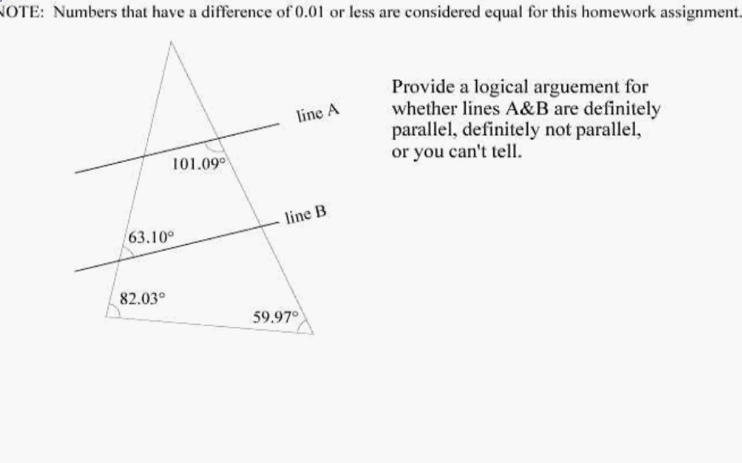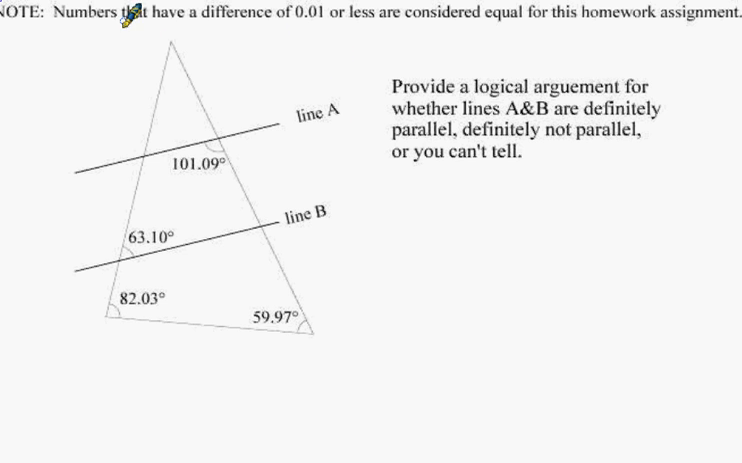The question at hand is whether lines A and B are parallel. There are really three options. It says here they are definitely parallel, definitely not parallel, or you can't tell. And notice this statement, we want a logical argument. We're trying to prove whether they're parallel or not, and that is going to take a little logic.